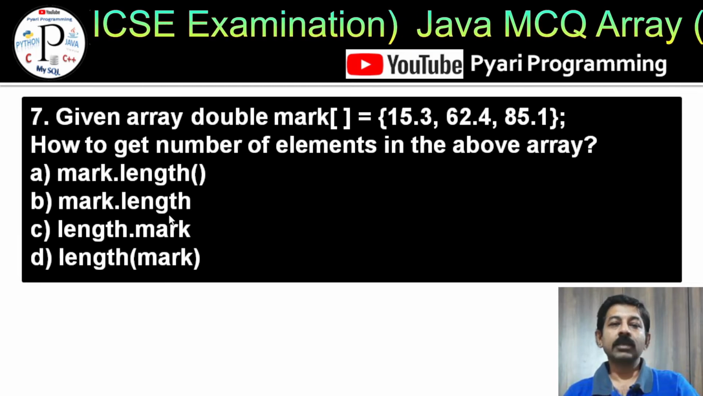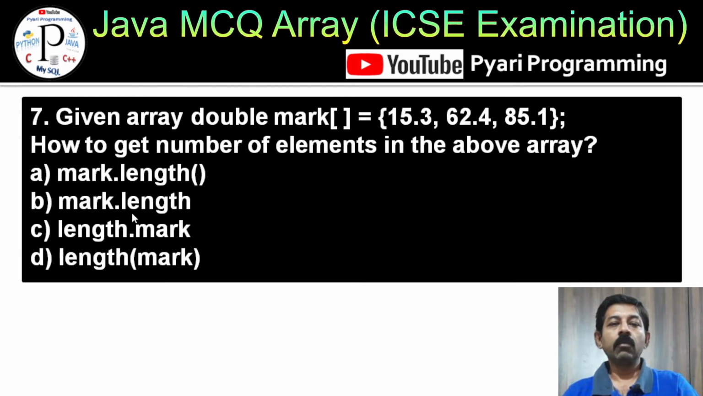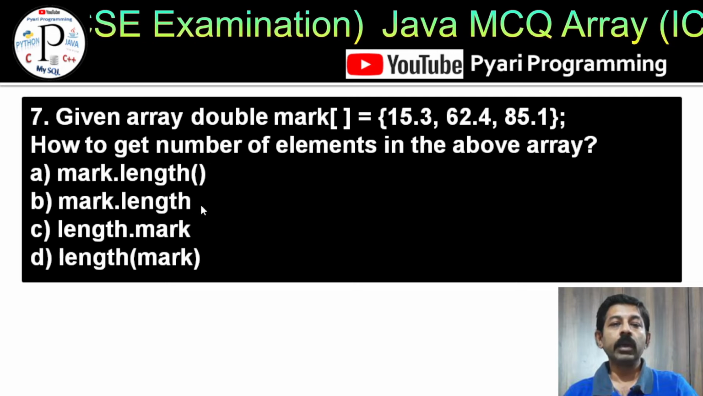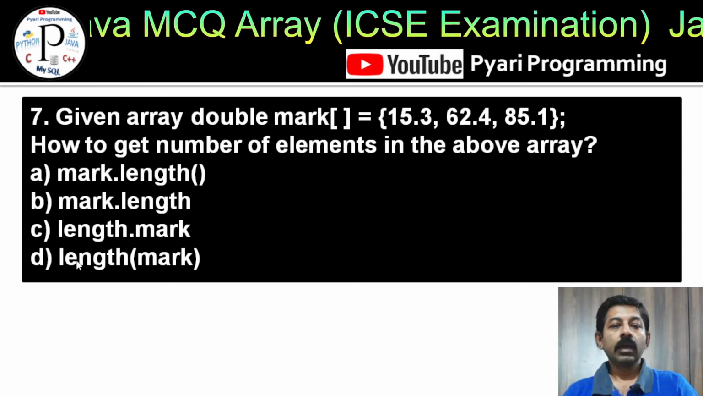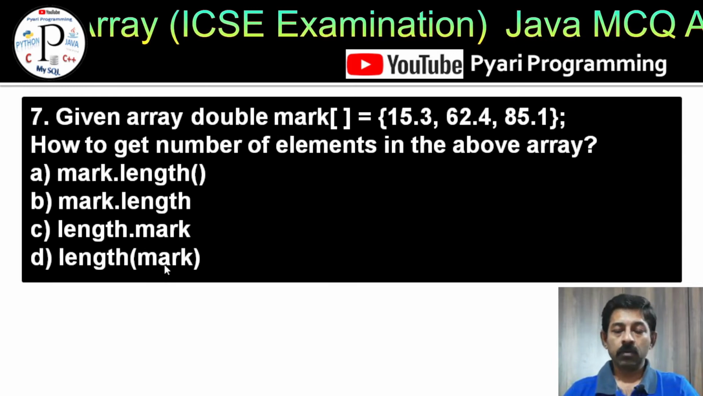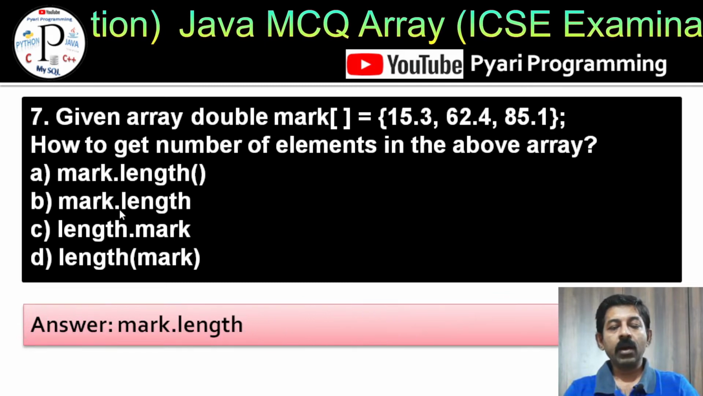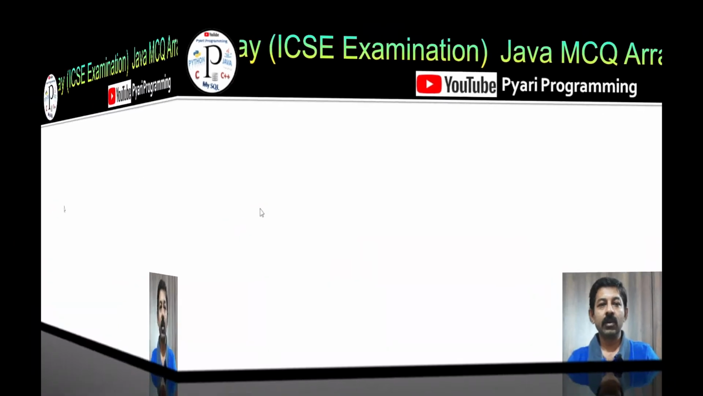Mark.length, yes, this is the right answer because it is a fundamental data type array where we need length without any parenthesis. In case of string only we need parenthesis. Length.mark is absolutely wrong. Now length does not take any parameter. So the right option is mark.length. Yes, we have the same answer, mark.length. Yes, good. Let's go for the next one.